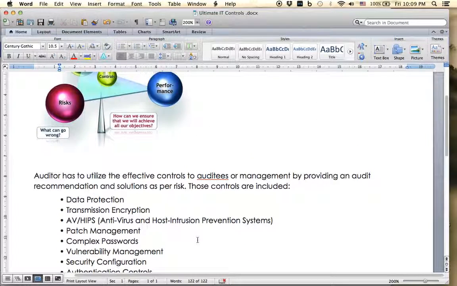So this is very practical on the technical control when you are a professional auditor. So you need to provide this effective control to the management or auditee, where you can explain what a control is, what the type of control is, what the control nature is, and what mechanism can protect the information asset.